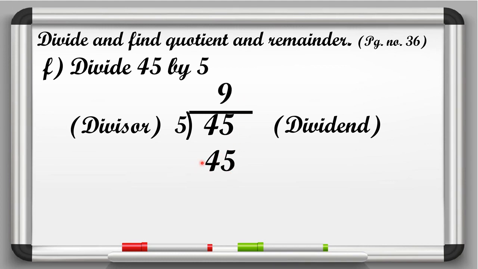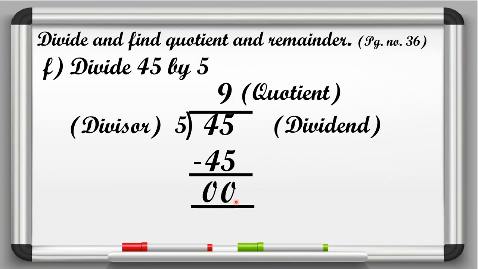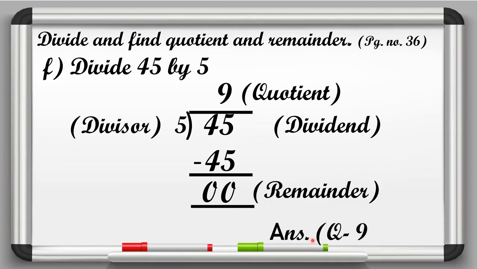Okay. Now we have to subtract. So we will put the sign of subtraction, that is minus sign. Now we have to subtract 5 minus 5 and that is equal to 0. So here we will write 0 at 1's place and here at 10's place 4 minus 4, that is also equal to 0. So here we will write 0. Okay. So here quotient is 9. So we will write quotient here and 0 is the remainder. So here we will write remainder. And how we can write its answer? That is quotient means Q. So Q is equal to 9 and R is equal to 0.